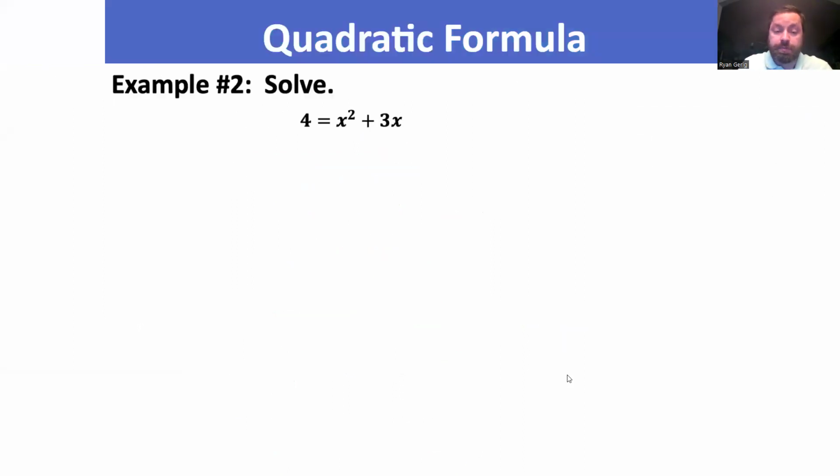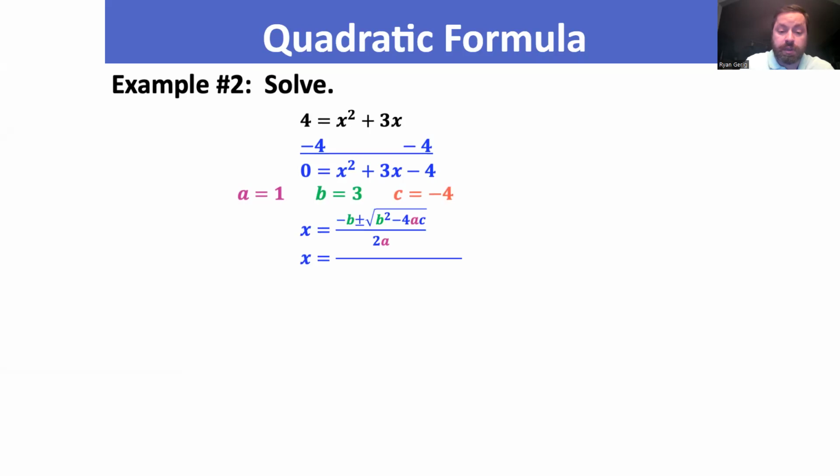Let's do another one. This will be the last one for this video. We're going to subtract 4, get it equal to 0. x squared plus 3x minus 4. So A is 1, B is 3, C is negative 4. All right, so we're going to plug stuff in. Negative, put 3 in for B, plus or minus the square root of 3 squared minus 4 times 1 times negative 4, all over 2 times 1.